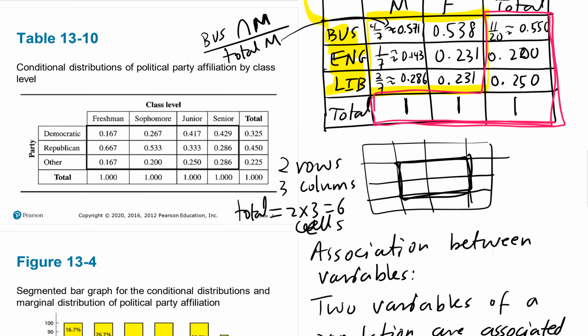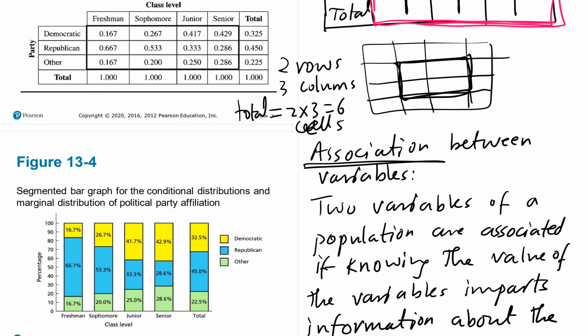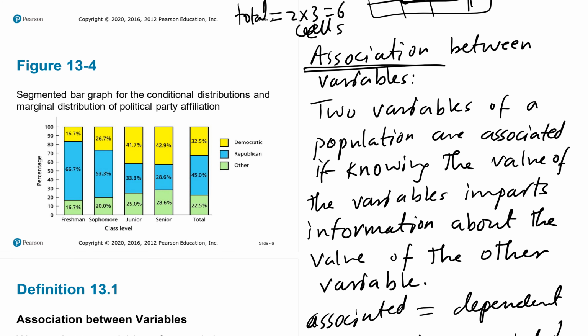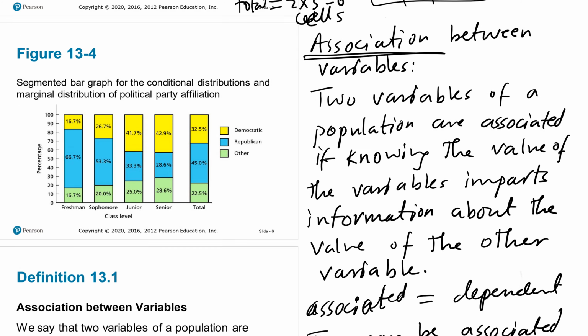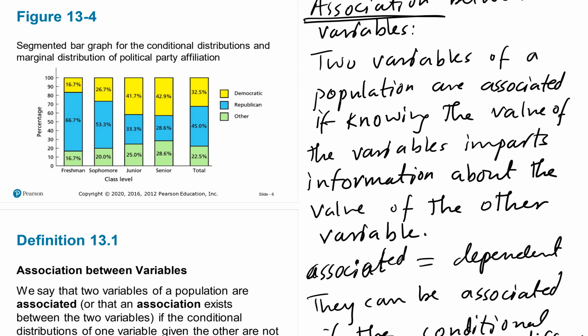And now we have to see something called association between variables. Two variables of a population are associated if knowing the value of one variable imparts information about the value of the other variable. Can some of the values of the variable impact or have any change on the other variable? To see that, we're going to see which method we can use to check if there's any association between the variables. Association means they depend on each other, dependent; non-association, independent.